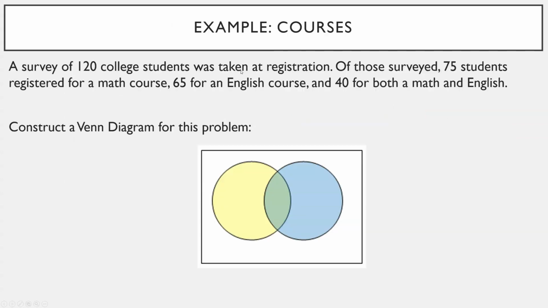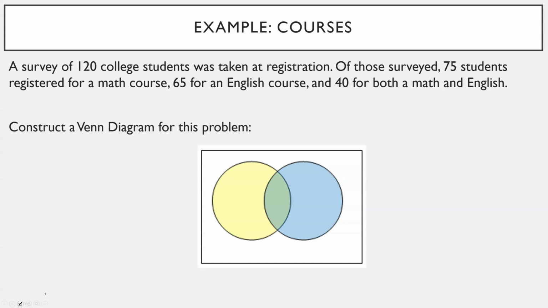Here's the first one. This is a survey about courses that students sign up for. A survey of 120 college students was taken at registration. Of those surveyed, 75 students said they're registered for a math course, 65 students are registered for an English course, and 45 for both a math and an English course. Construct a Venn diagram for this.